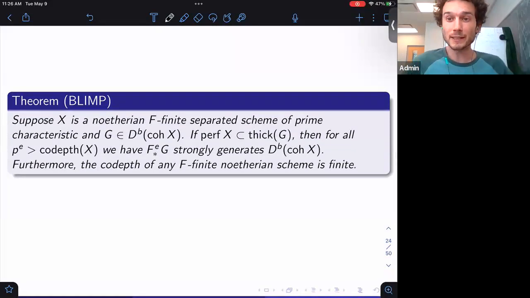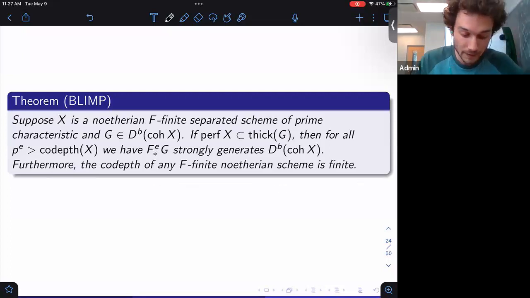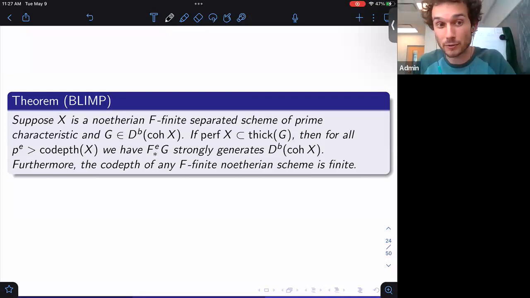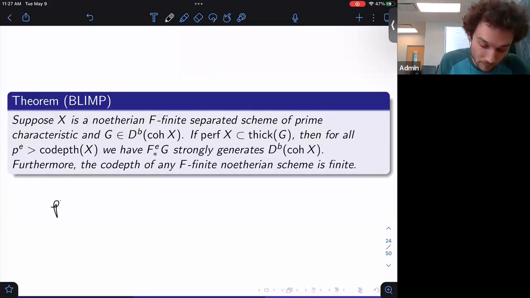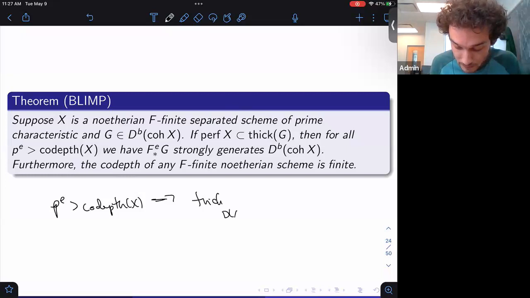Well, it turns out when you're F-finite, once again, we get some nice properties. So the codepth for an F-finite noetherian scheme is finite. And if I'm F-finite and separated with prime characteristic p, then that tells me I can push forward e times to get a strong generator, where p^e is bigger than the codepth. So in some sense, when p^e is bigger than the codepth of X, F-finiteness gives us that this value is finite. This tells us that thick of my object that generates all perfect complexes gives me a strong generator.